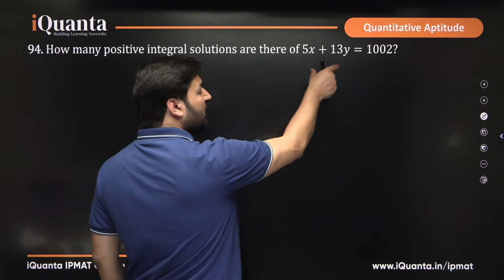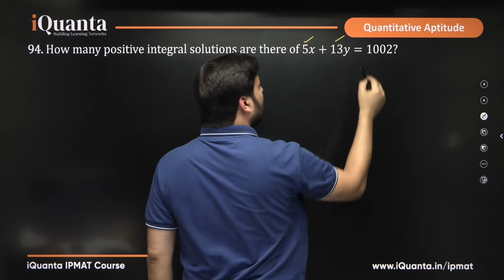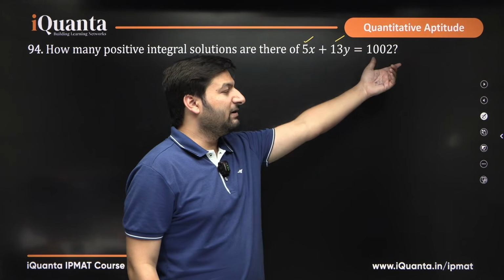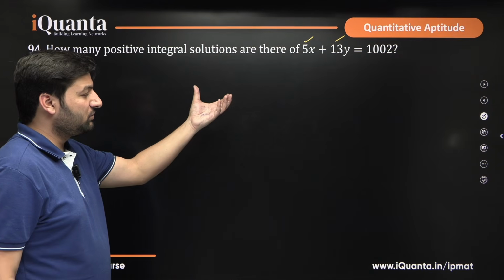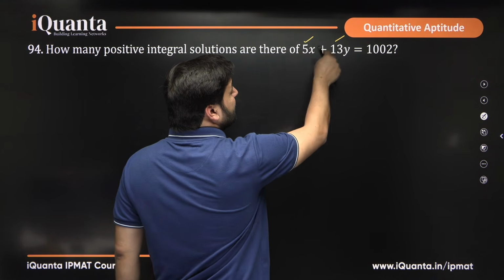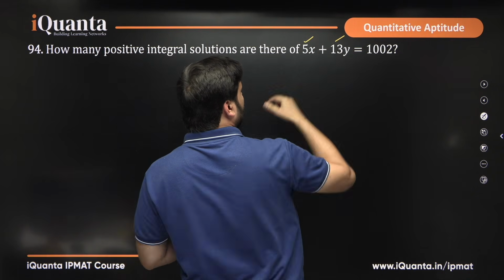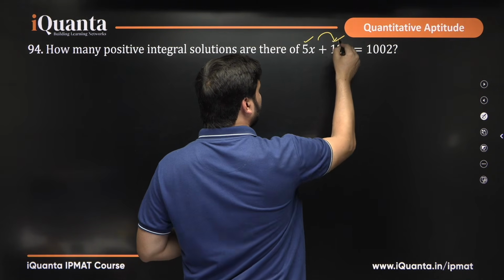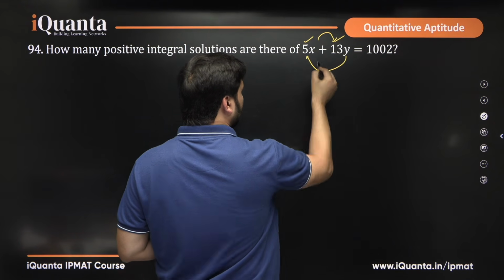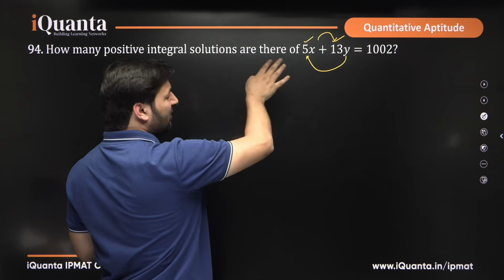So, the best way for such questions, when 5 does not divide 1002 completely and 13 does not divide 1002 completely, is to find any one value of x which satisfies this equation. Then you know that whatever values of x come out, they will come at a gap of 13, and whatever values of y come, they will come at a gap of 5. So, let us try to do it, and positive integral solutions are allowed, that means 0 is not allowed.